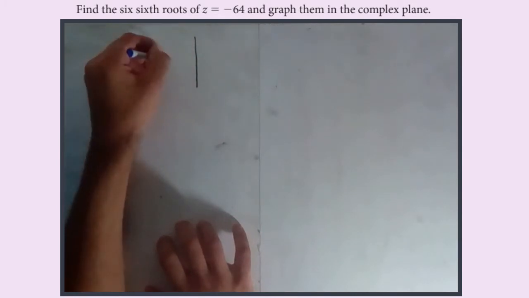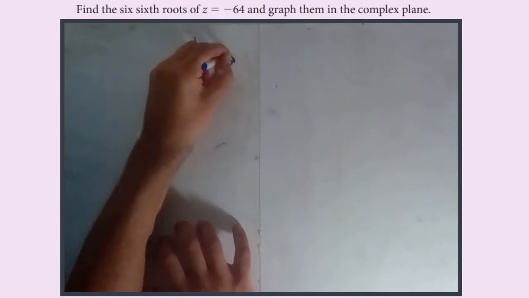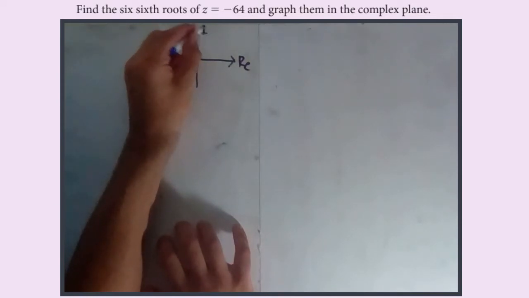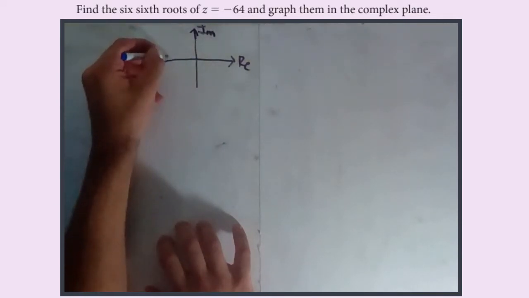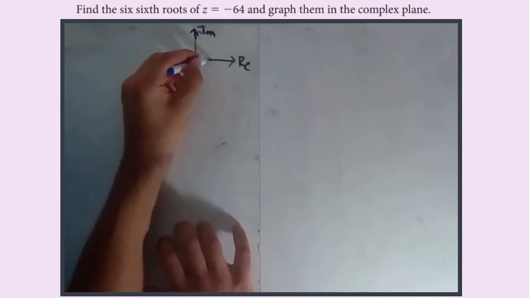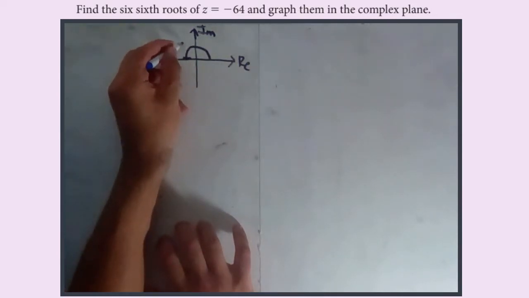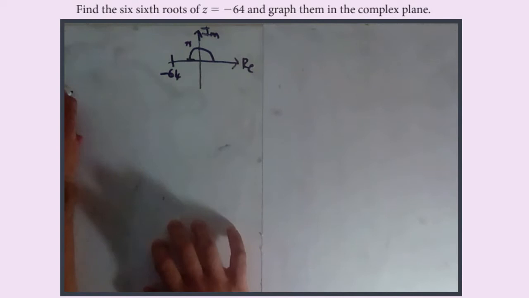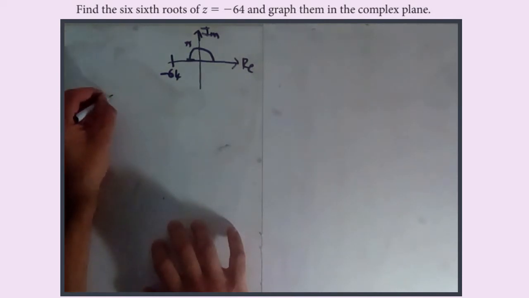So there is the imaginary axis and the real axis. So this is purely real and it's at minus 64. Okay, so you can see the argument is pi. So the modulus is 64, the argument is pi. So z equals 64 cis pi.